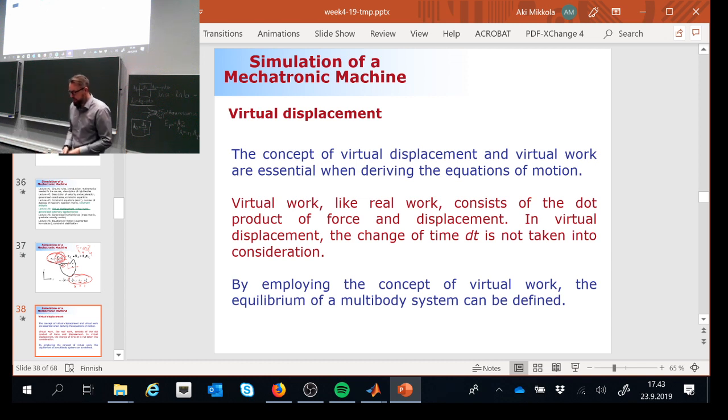With the help of virtual displacement, we can express something called virtual work. Virtual work is like real work, except the displacement is a virtual displacement. That's a big difference. That's what we're going to use to express the dynamic equilibrium between externally applied forces and inertial forces. That's how it goes.